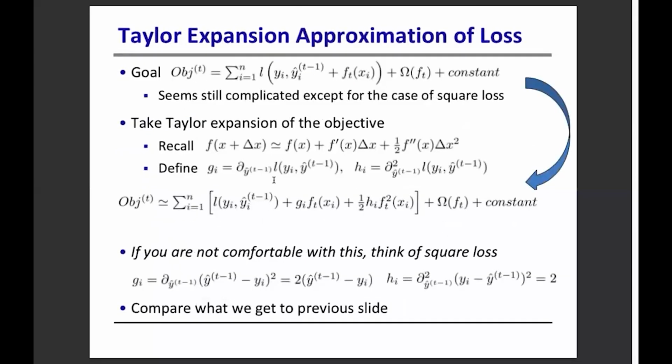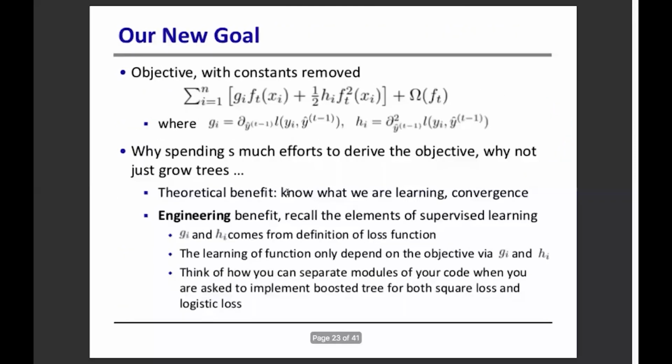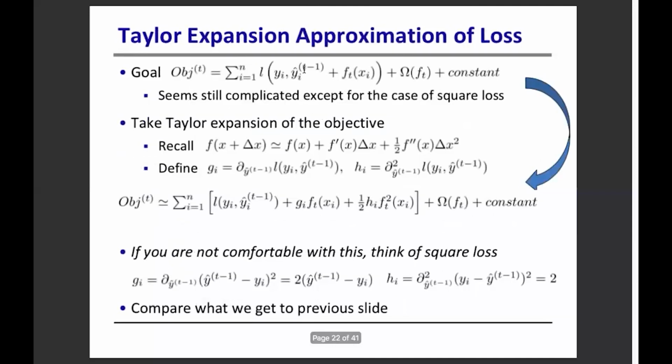If you consider the Taylor expansion, this is what we get: sigma of gi, and this gi is like this. This is the first derivative, and so on. And hi is this. So basically, this is the kind of function that we get after we have expanded using the Taylor series, this part.